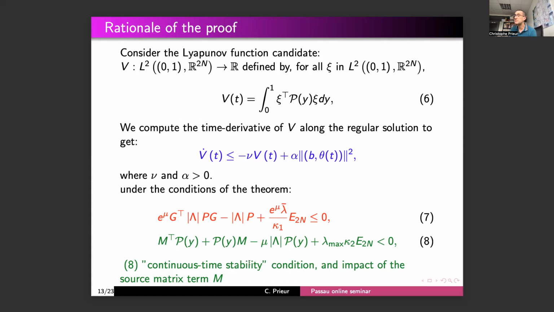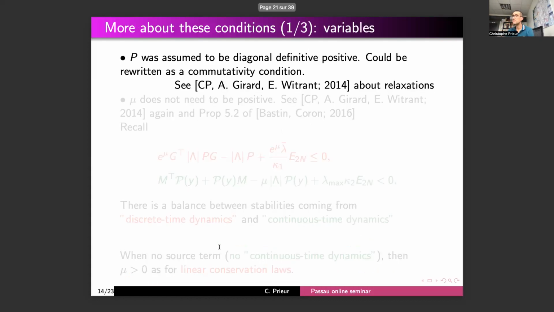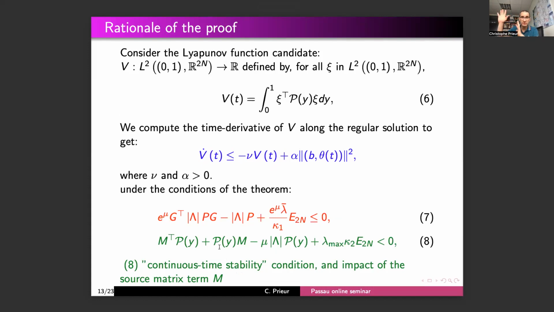So it is a continuous time stability condition, and here you see the impact of the source term M. Okay, so assuming both conditions, discrete time stability and continuous time stability, then you have input to state stability of the full dynamics given by the previous PDE, partial differential equation. So this is a sketch of the proof. The precise proof is given in the paper that I cited a few minutes ago.